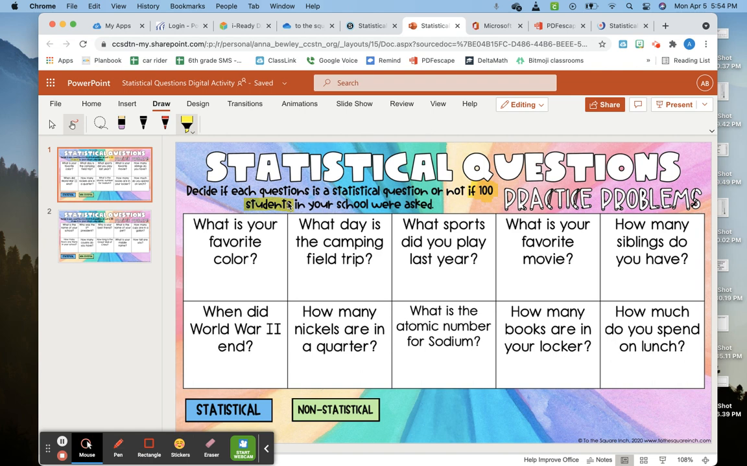So, for instance, what is your favorite color? If I asked the entire 6th grade, I would get a variety of answers. So, therefore, it would be statistical. Whereas what day is the camping field trip? That is only one answer. So if I ask the entire 6th grade, they're only going to tell me one answer. So that would be a non-statistical question.